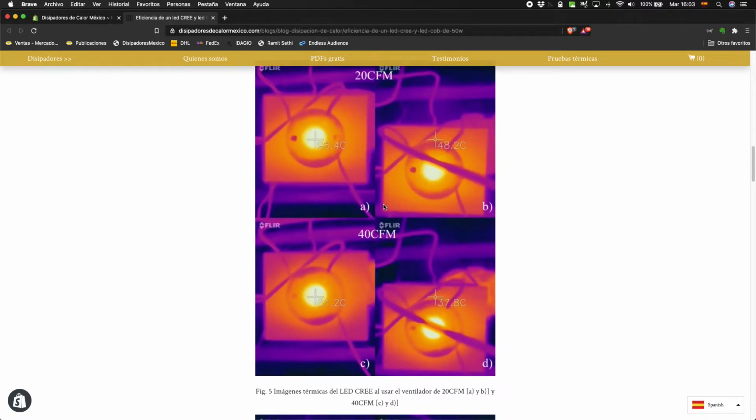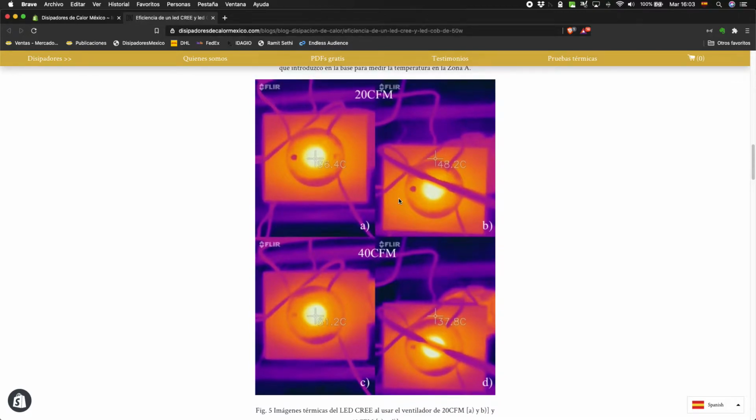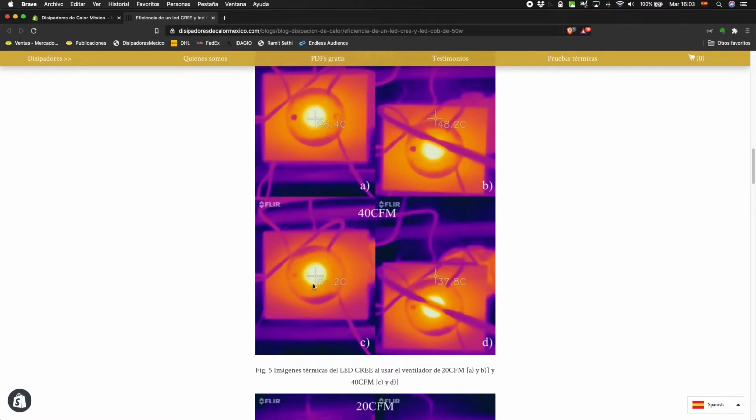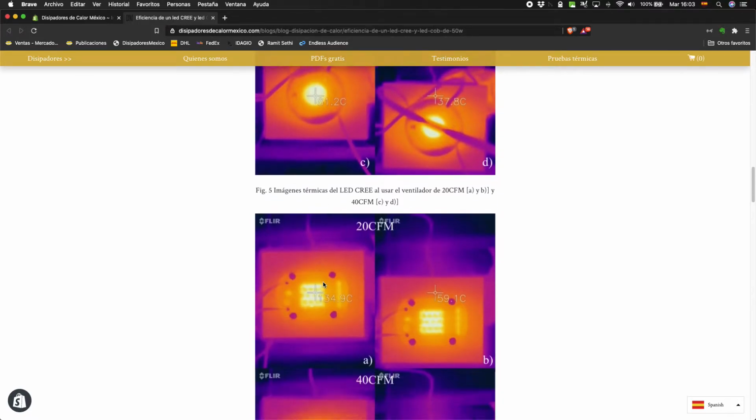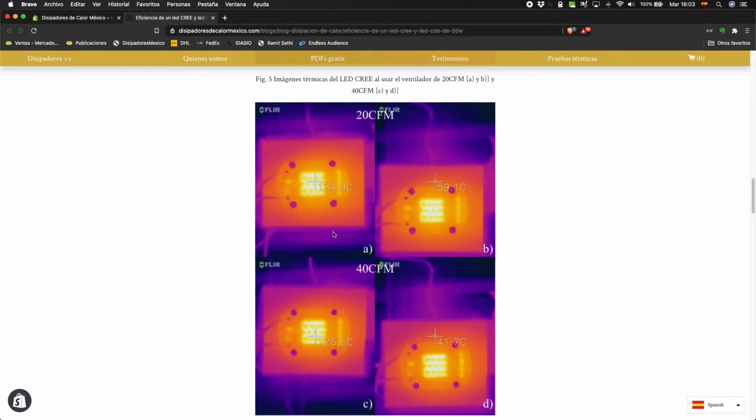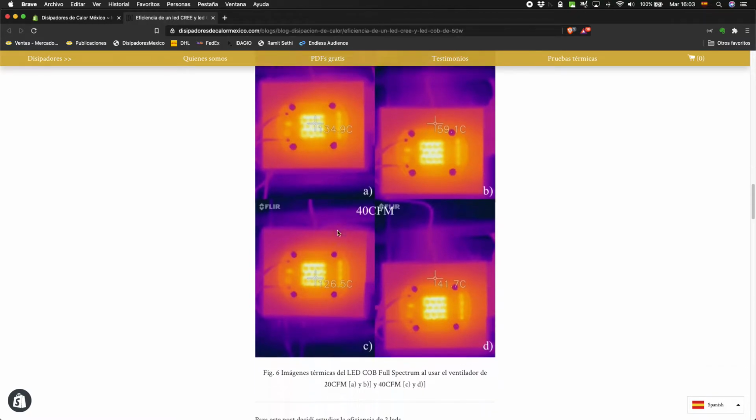These are thermal images of the CREE LED with a 20 CFM fan, which are this image and this one, and this is for the results for the 40 CFM fan. Likewise for the COB LED.